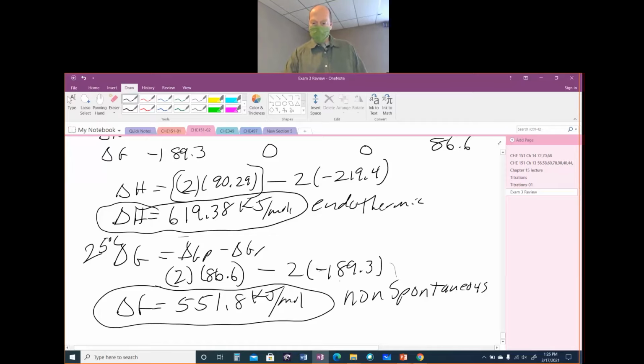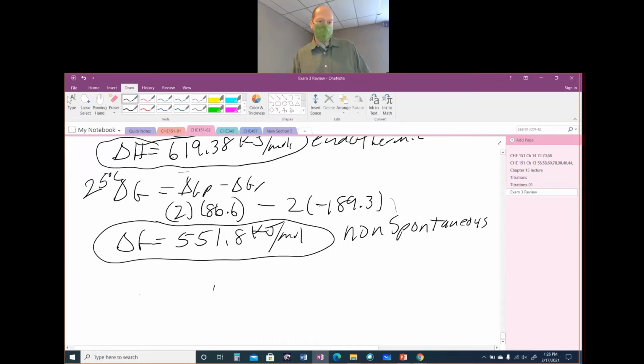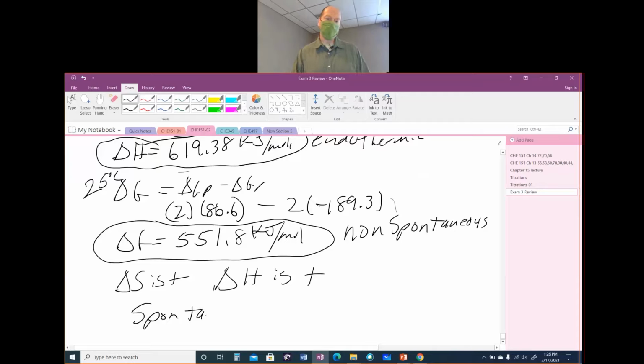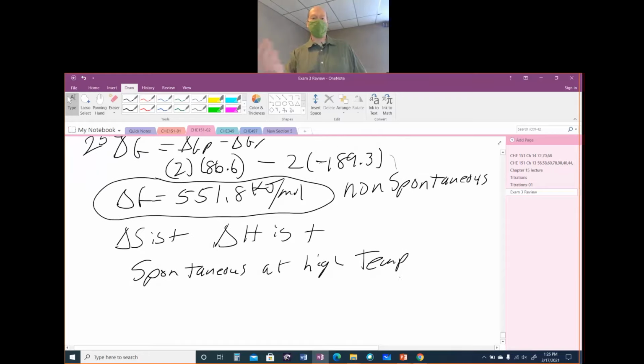So since we had a delta S that is going to be positive, and the delta H is also positive, we know that this is going to be spontaneous at high temperature. So this will be spontaneous at high temperature when they are both positive, the delta S and the delta H. Again, you could say the 1,000 Kelvin is high, it's going to be spontaneous.